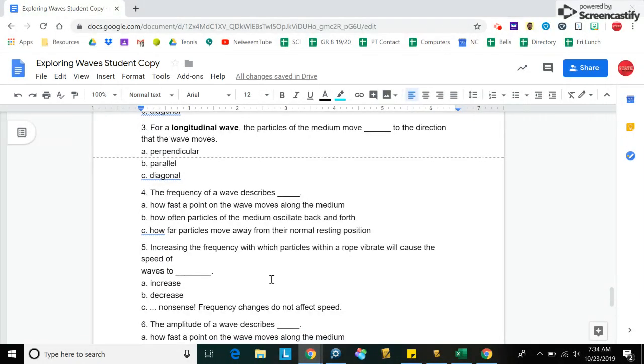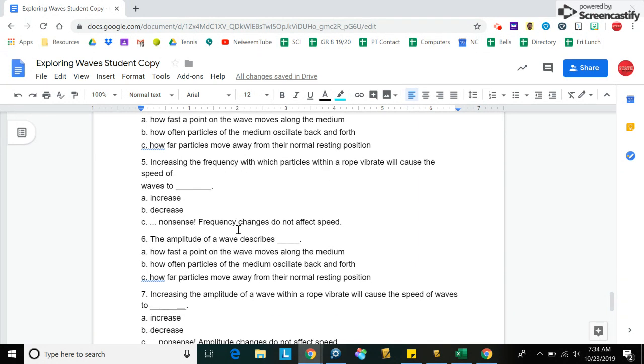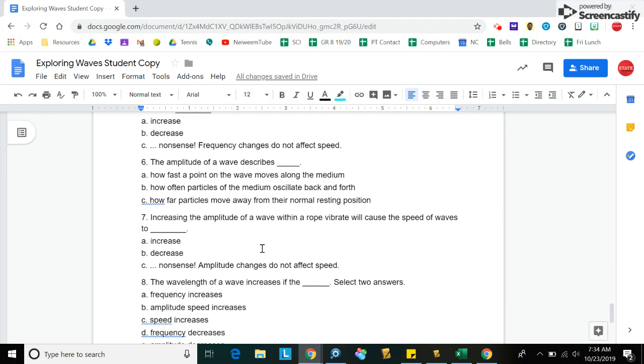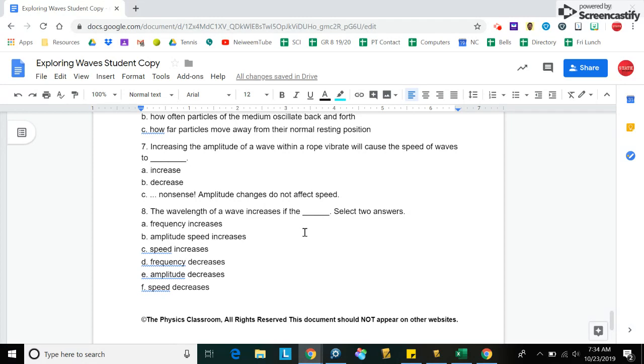The frequency of a wave describes. Increasing the frequency with which the particles within a rope vibrate causes the speed of the wave to. Amplitude of the wave describes. Increasing amplitude will cause the speed of the waves to. Wavelength of a wave increases if the blank. Select 2 answers. That is what you got going on today.